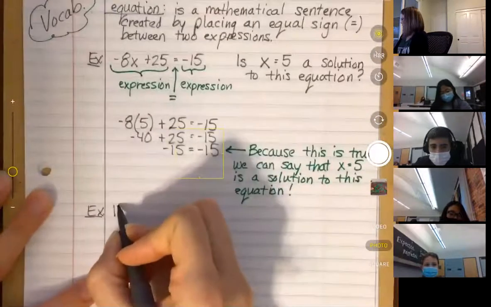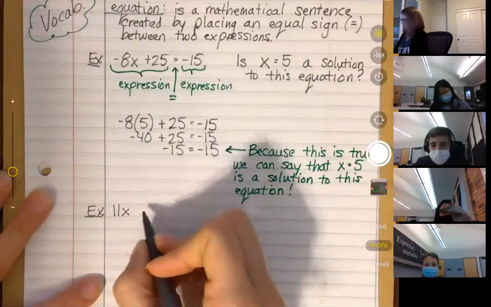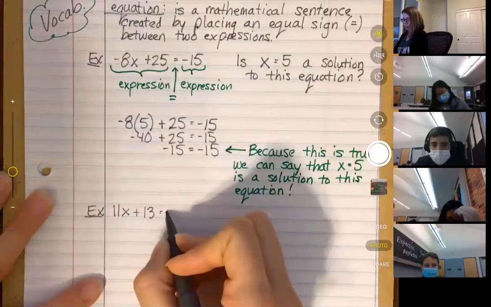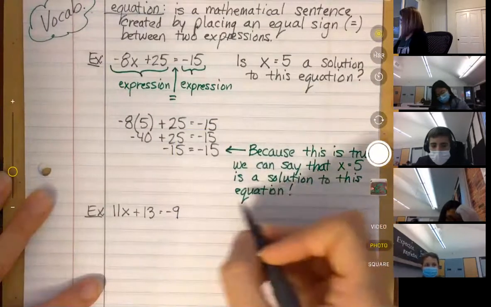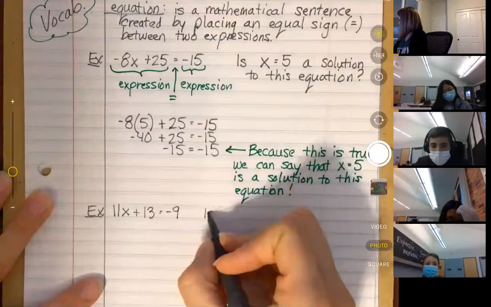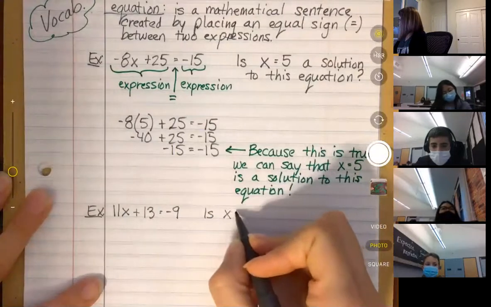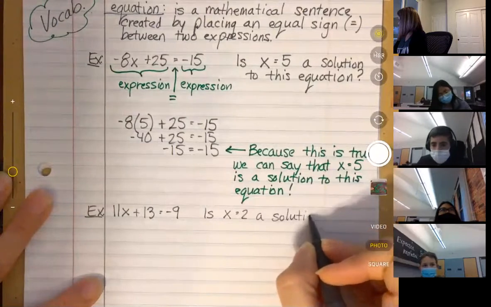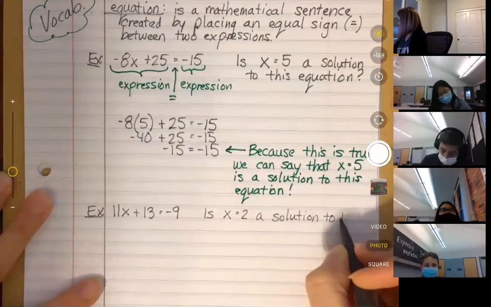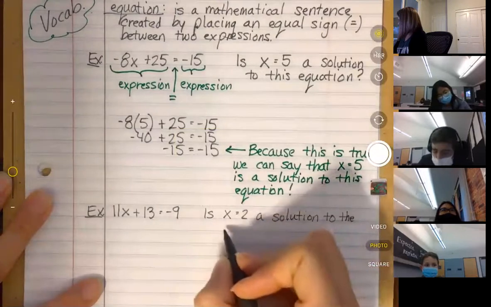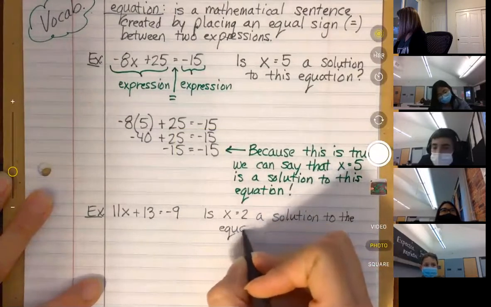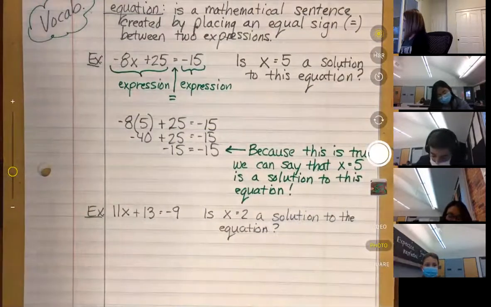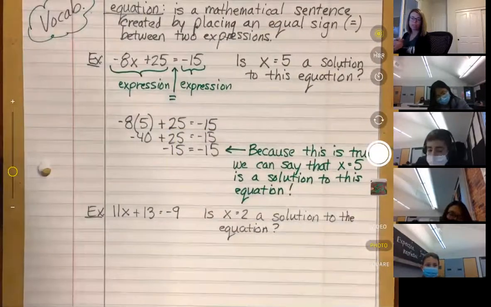Okay, so let's say that we're given 11x plus 13 is equal to negative 9. And we want to find out, is x equal to 2 a solution to the equation? Okay, so let's go ahead and substitute 2 in and see what happens.